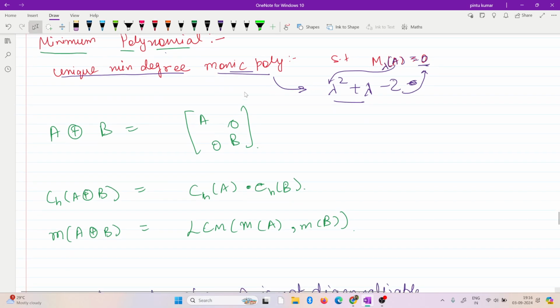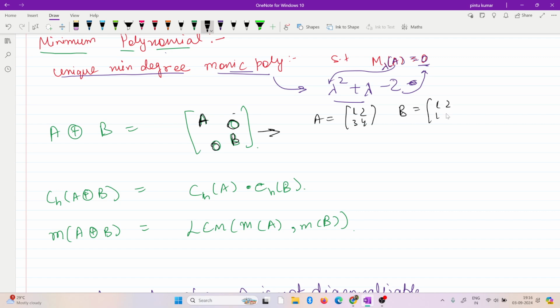Now let's say A is your matrix, and B is also your matrix. You create a block diagonal matrix. So what is this matrix? Let's say A is 1, 2, 3, 4. B is 1, 2, 1, 1. Then this A plus B, it's written in short form over here, but it is something like 1, 2, 3, 4, then 2 zeros, this is a zero matrix, and then you have 1, 2, 1, 1.